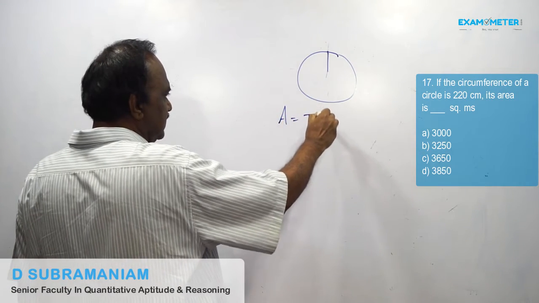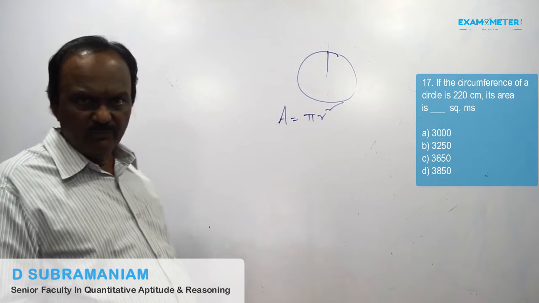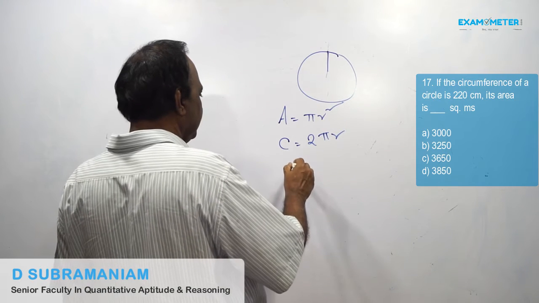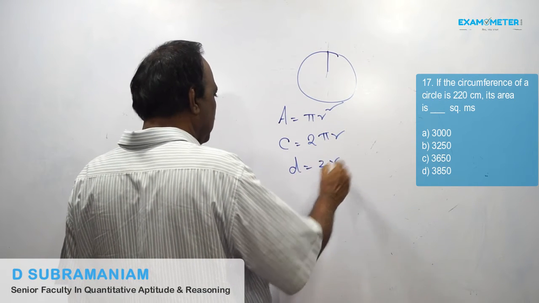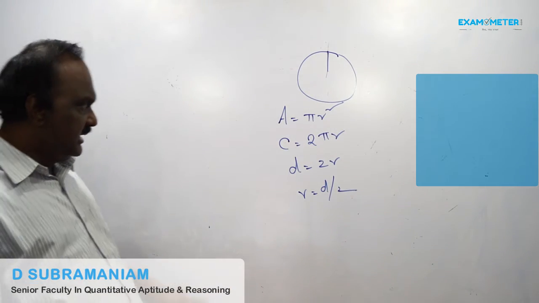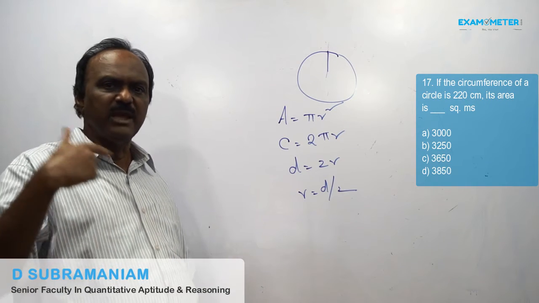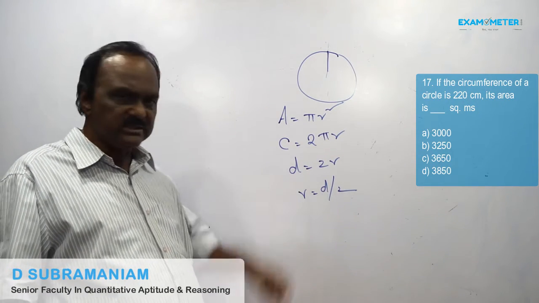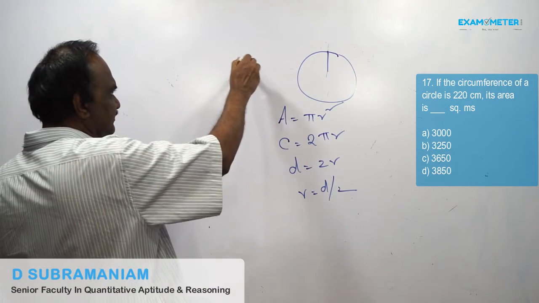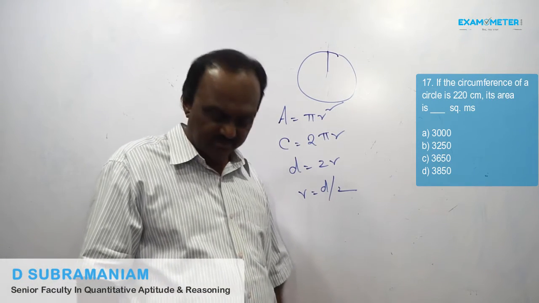Area of a circle formula is pi r square. Circumference is equal to 2 pi r. Diameter is equal to double of radius, or radius is equal to half of the diameter. Pi value is fixed. That is 22 by 7.